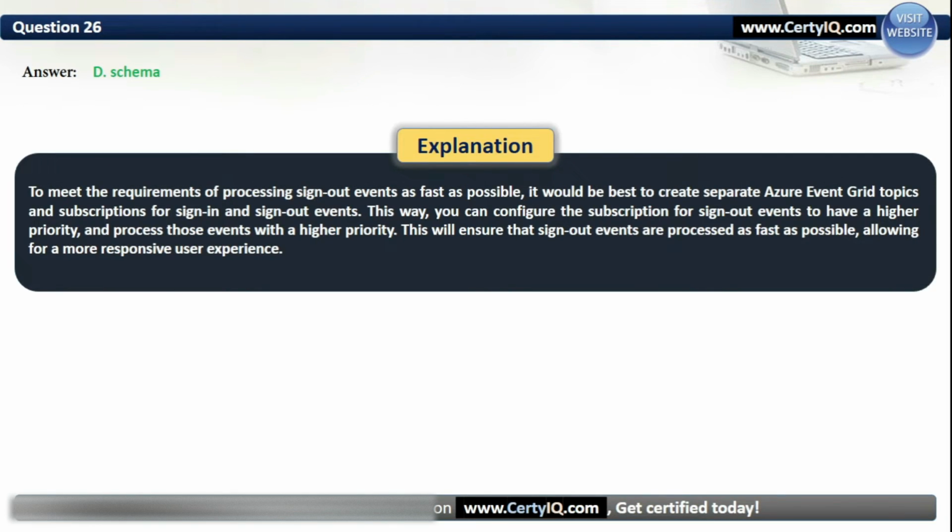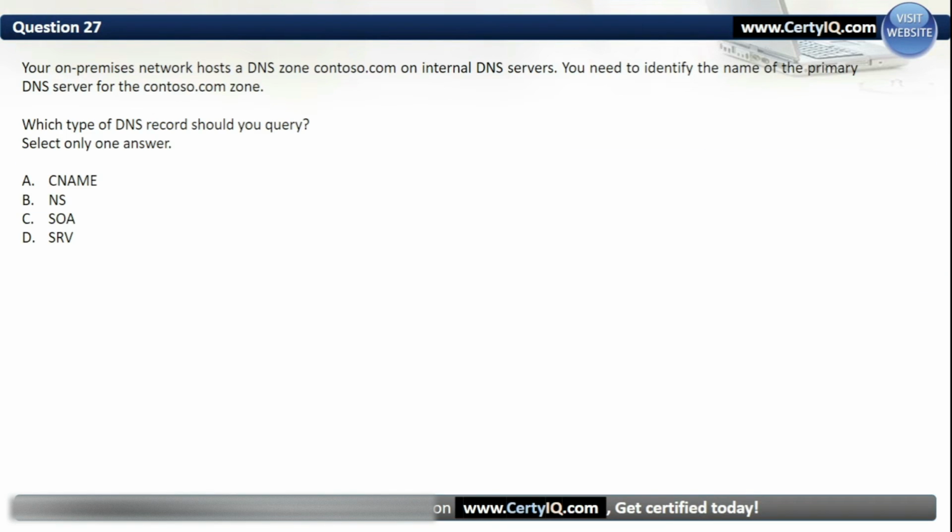Question 27. Your on-premises network hosts a DNS zone contoso.com on internal DNS servers. You need to identify the name of the primary DNS server for the contoso.com zone. Which type of DNS record should you query?